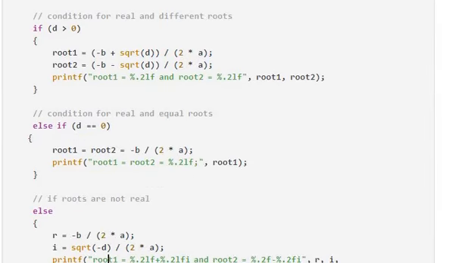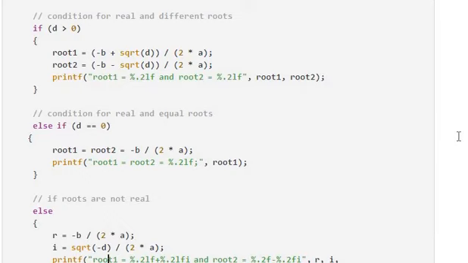Look at the first condition. If d greater than 0, then root 1 is minus b plus square root of d by 2a and root 2 is minus b minus square root of d by 2a, and we need to print root 1 and root 2. If d is 0, roots are real and equal. Look at the comments, double slash. So root 1 and root 2 are equal to minus b by 2a.